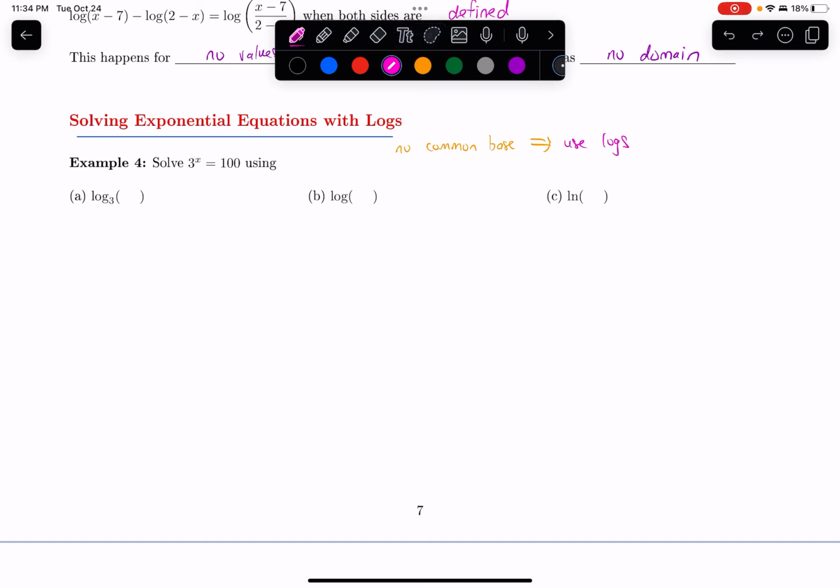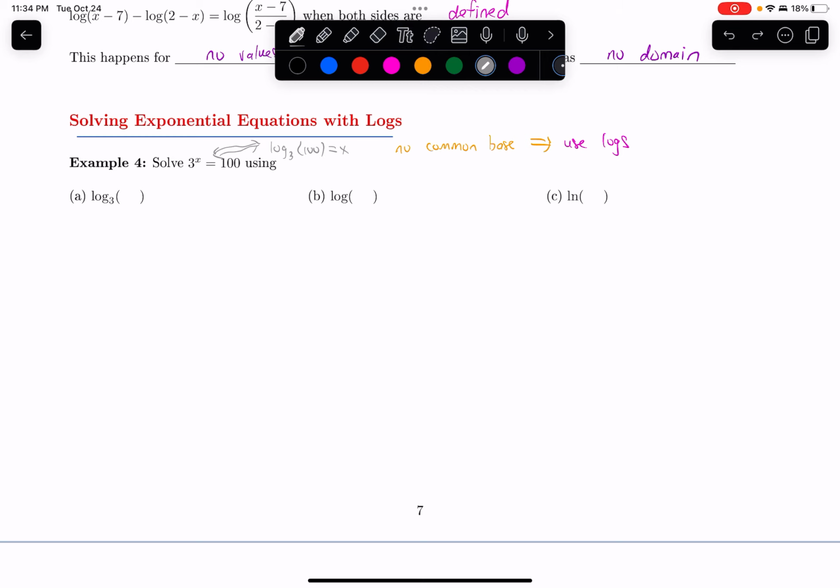Okay, so if I do this using log base 3, there's actually a couple of ways I can do this. There's one way I know how to solve it already, which is if I have something in exponential form, well, I can transform it to my log form. When I do that, the base of the power becomes the base of the log, and I'll get log base 3. And then I switch the roles of the input and the output. So I'll get log base 3 of 100 equals x.